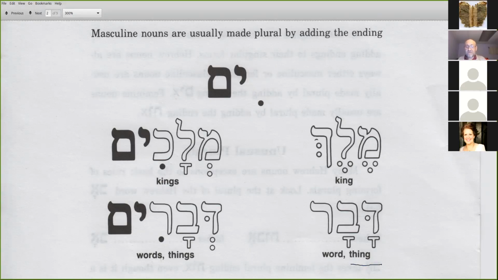So the word for word or thing, davar. If we want to say words or things, Devarim, which, by the way, happens to be the name of one of our books of the Bible. Does anybody know which one in English that's familiar? Devarim is Deuteronomy. It's literally what it is in Hebrew, Devarim. These are the words that Moses spoke to the people. All right.